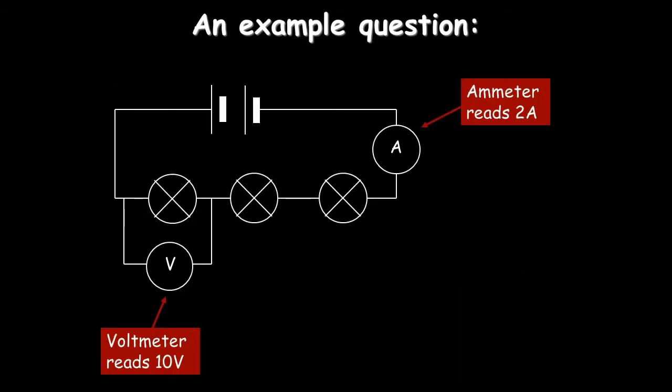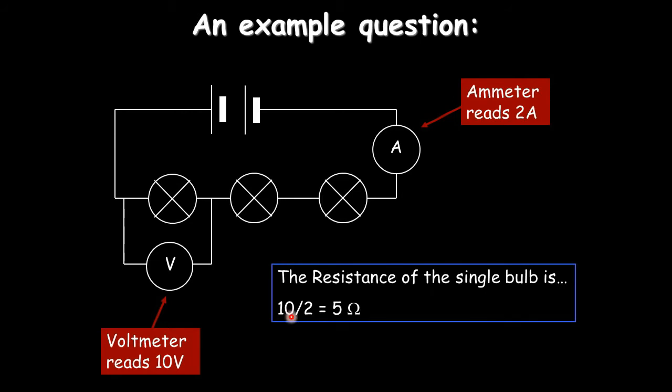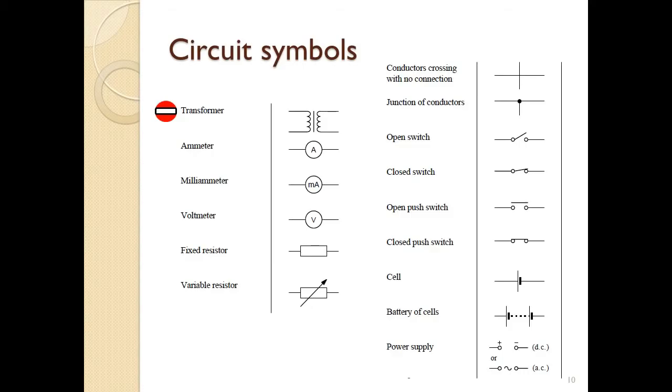So here's an example of an exam question. If this voltmeter is reading 10 volts, and the current going around this circuit is 2 amps, then the resistance of this bulb would be 10 volts divided by 2 amps, so that bulb there would be a 5 ohm resistor. And in total, you'd have 5 plus 5 plus 5, a resistance of 15 ohms.